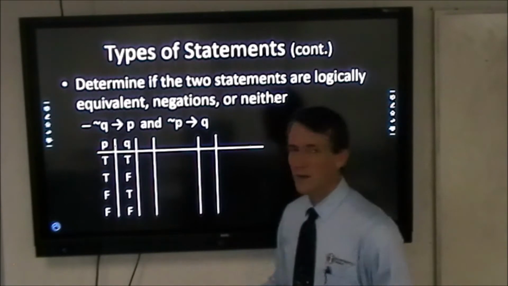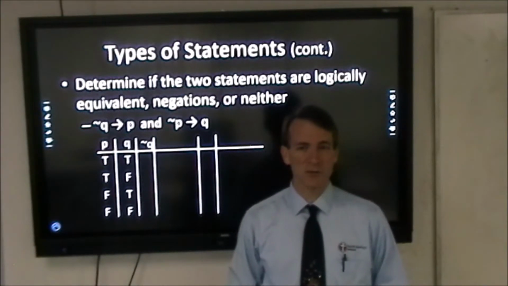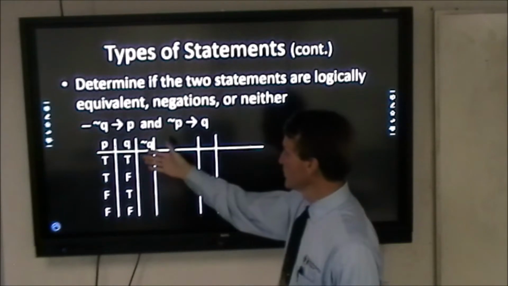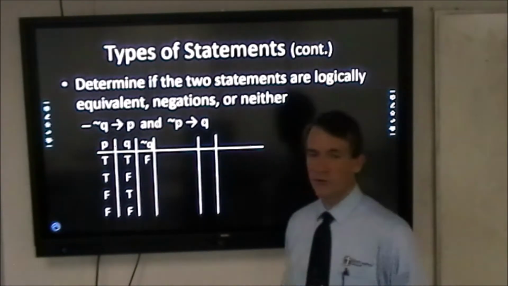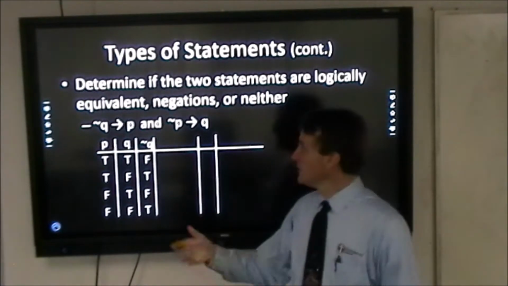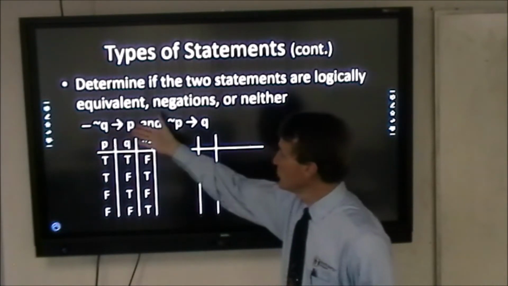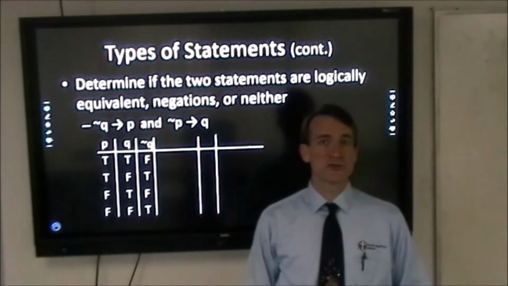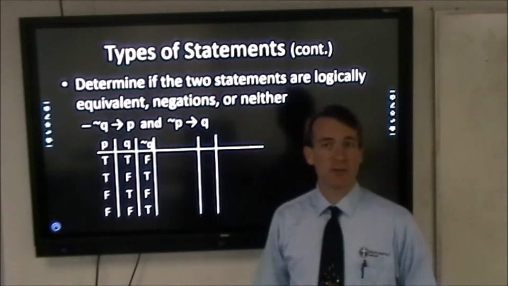Well, I don't have a negation of Q column, so I'm going to go ahead and create that. And that's going to become false, true, false, true. Then I need to look at, if not Q, then P. What is the truth value of that particular statement?